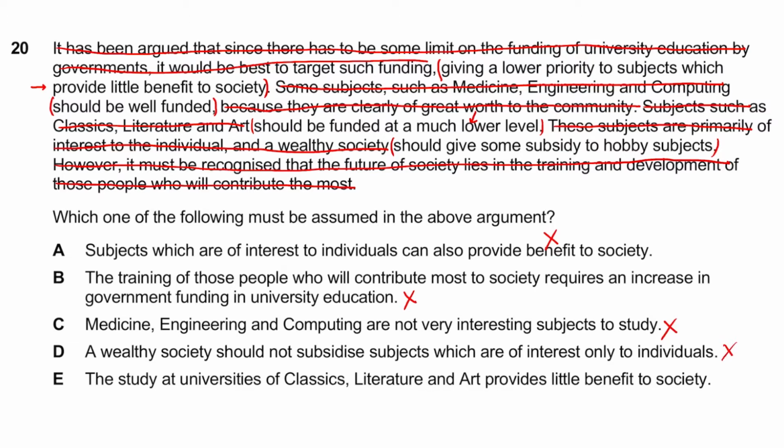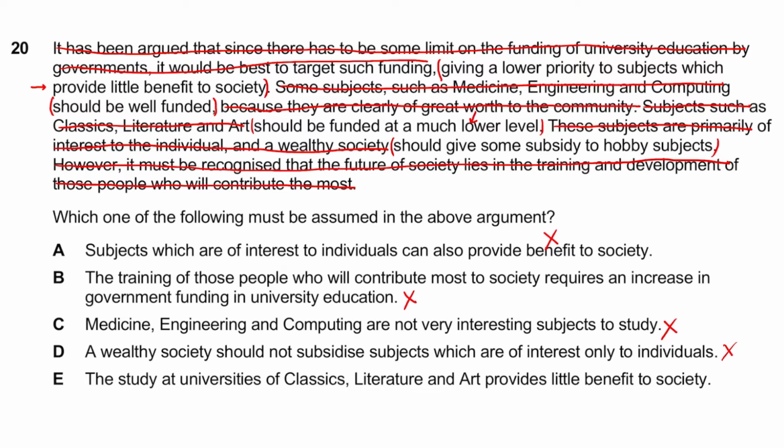And that leaves us with E then. The study at university of literature and art provides little benefit to society. Yeah, I think this is a good one because it really links the two, isn't it? So the conclusion is saying these subjects, classic literature and art, should be funded at a much lower level, assuming that they provide little benefit to society. Because basically, what it's trying to say is that we should give low priority to subjects which provide little benefit to society. So here, it's not explicitly mentioning those subjects, classic literature and art.